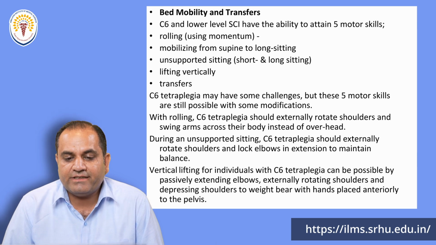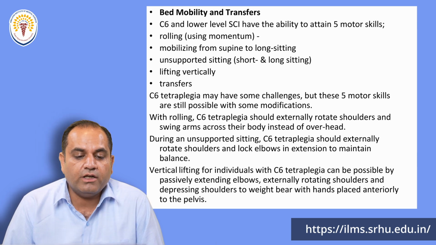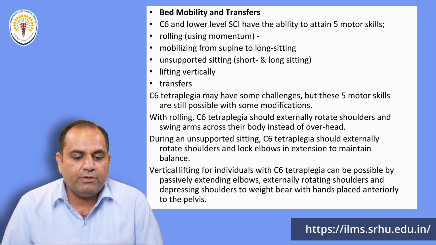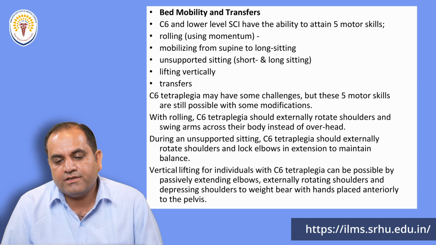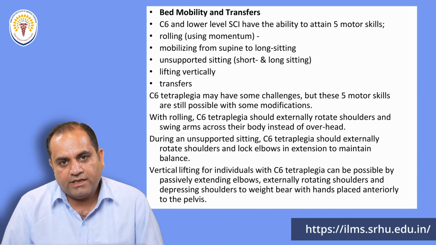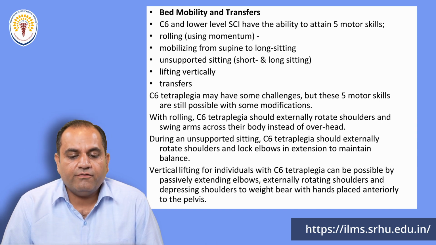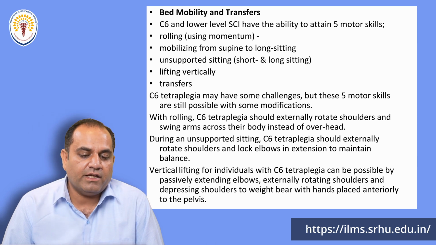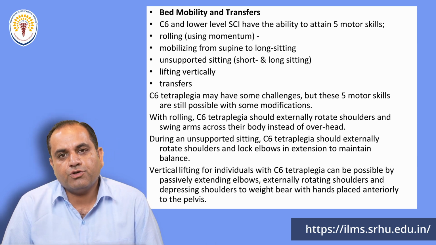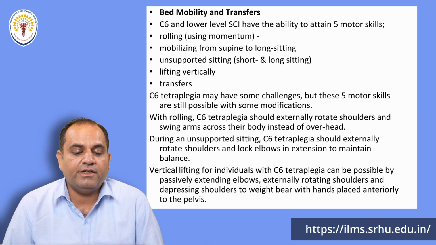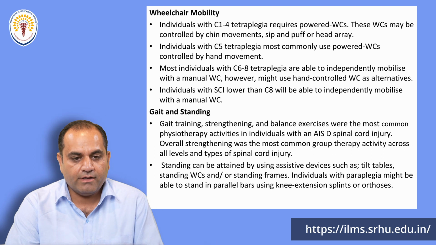With rolling, C6 tetraplegia should externally rotate the shoulders and swing the arms across the body instead of overhead. During unsupported sitting, C6 tetraplegia should externally rotate the shoulders and lock the elbows in extension to maintain balance. Vertical lifting for individuals with C6 tetraplegia can be possible by passively extending the elbows, externally rotating the shoulders and depressing the shoulders to weight bear with hands placed anteriorly to the pelvis.